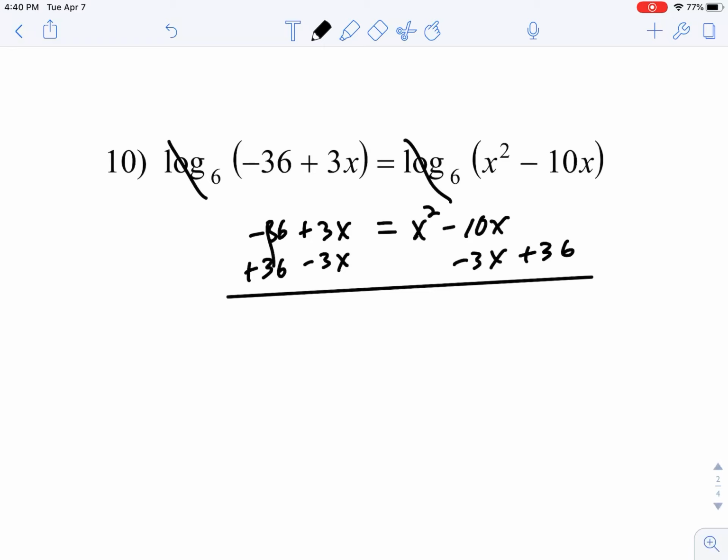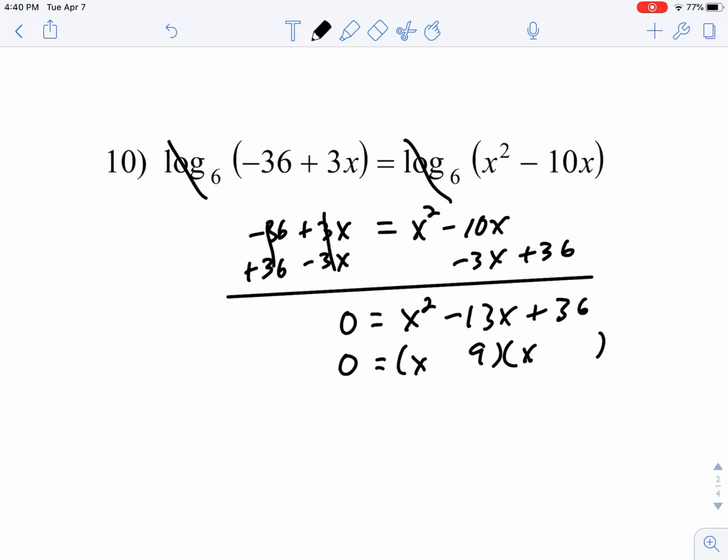Everything on the left completely cancels out. I get 0. Over here is x squared minus 13x plus 36. I'll factor this. What numbers multiply to 36 and add up to 13? 6 times 6, but 6 plus 6 is 12, not 13. 9 times 4. 9, yeah, there we go. 9 and 4. To add up to -13, they have to both be negative. So they multiply to positive 36, they add up to -13.